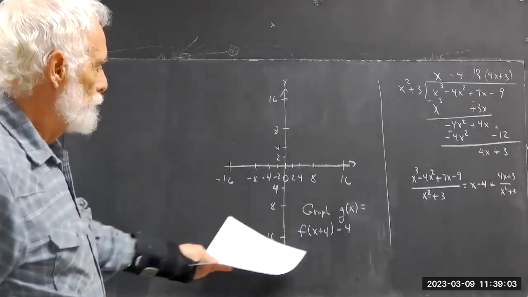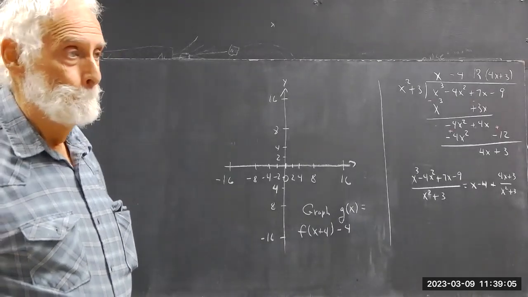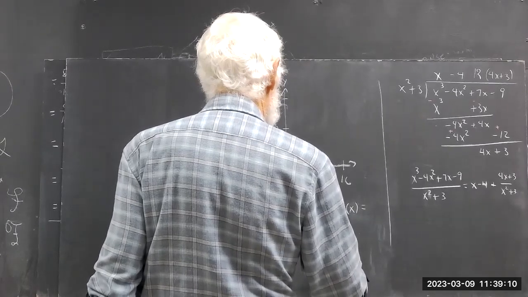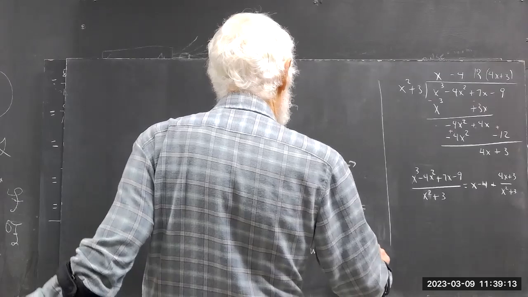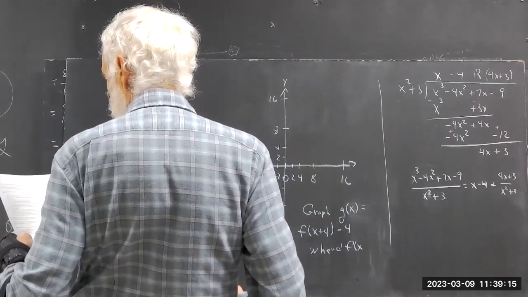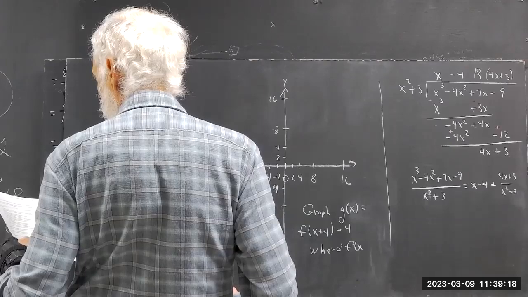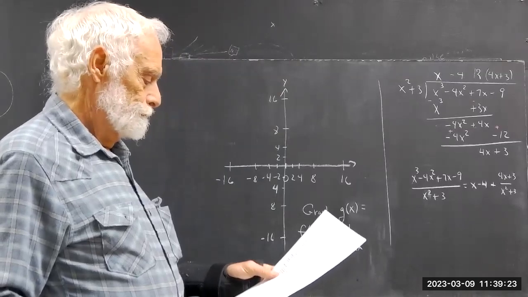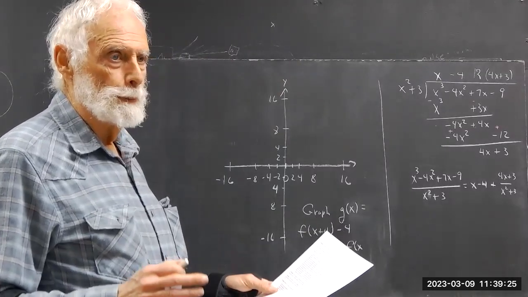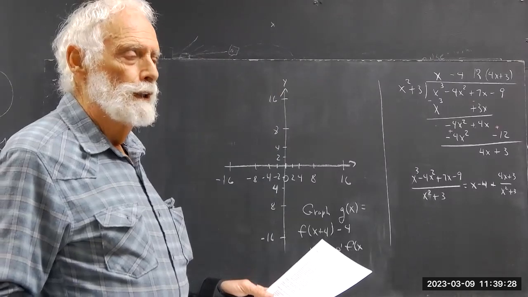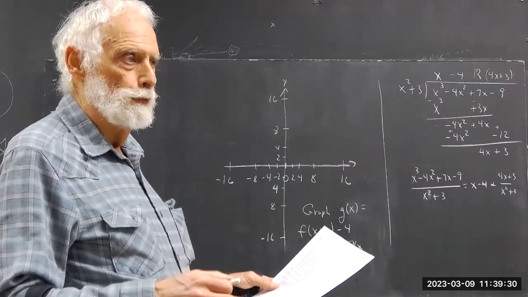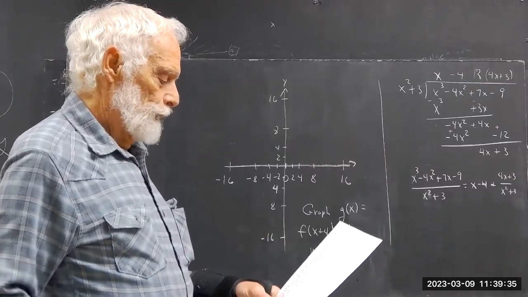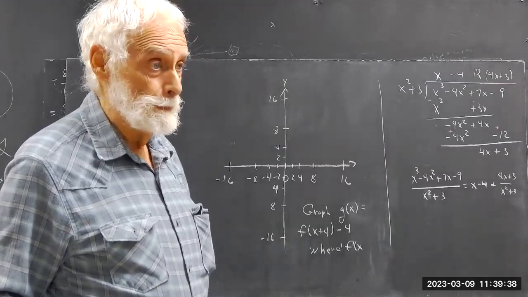Graph g of x equals f of x plus 4 minus 4, where f of x is, in this case, well, the problem reads the basic squaring, cubing, reciprocal, square root, exponential functions are going to be respectively 1, 2, 3, 4, and 5. And the problem randomly selected number 1, which is your squaring function.